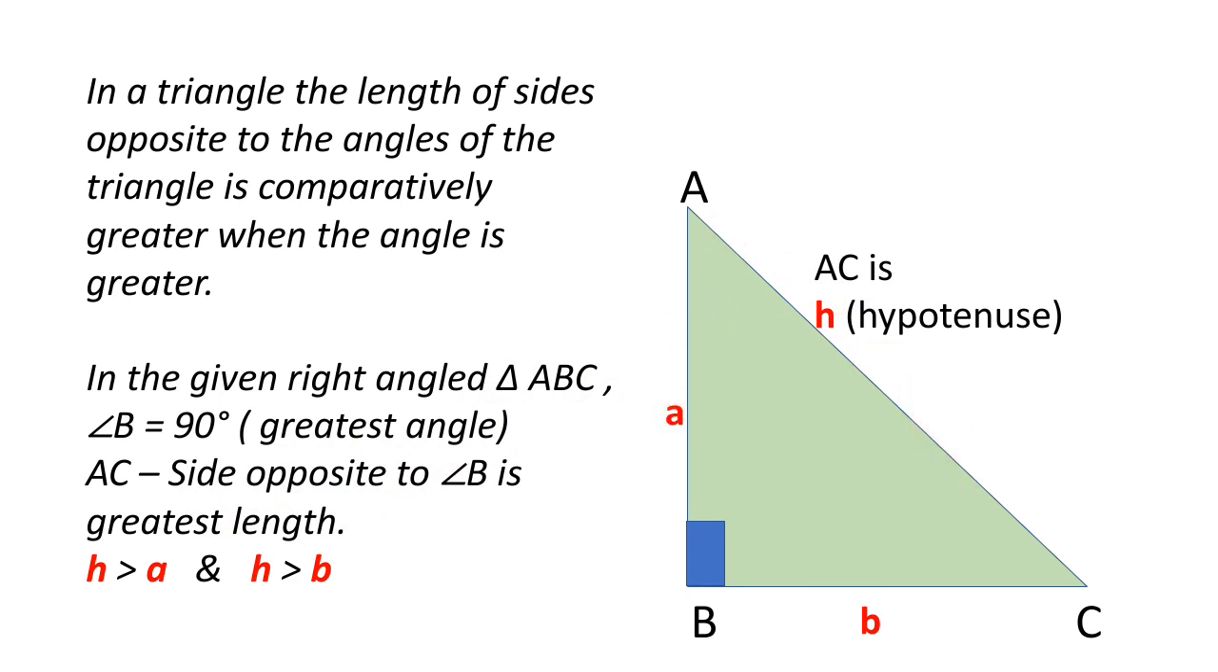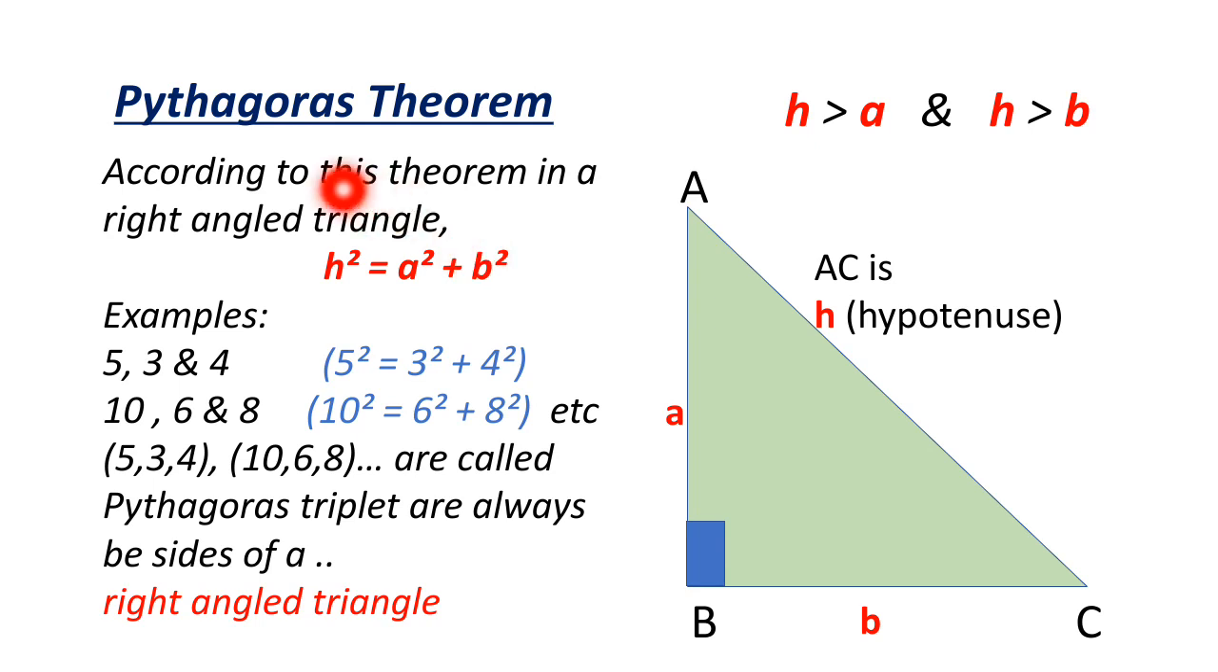Okay, now see this one, Pythagoras theorem. So what does Pythagoras theorem tell us? Here you can see the condition. According to Pythagoras theorem, when we have a right angle triangle, then the square of the hypotenuse, that means the square of the greatest side, is equal to the sum of the squares of the other two sides.